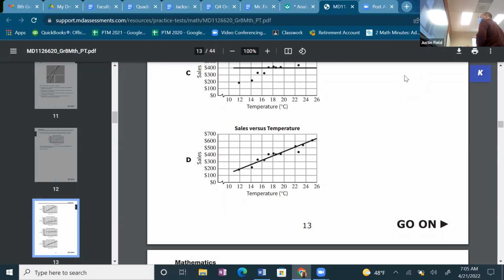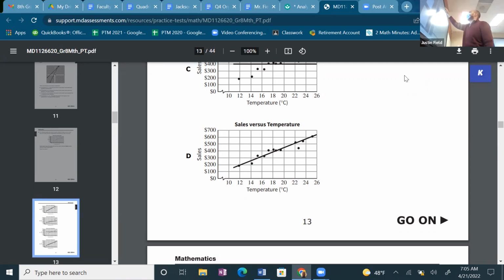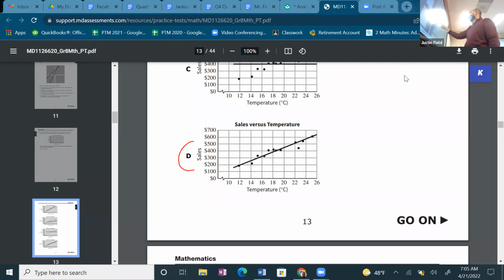Okay? So D, what do you guys think about D? D is a good graph, okay? Because look, 12 is right on and 26 is right on. So we want to choose the model that is most closely related to most of our points. Everyone got that? We want to choose the model that is most closely related to most of our points.